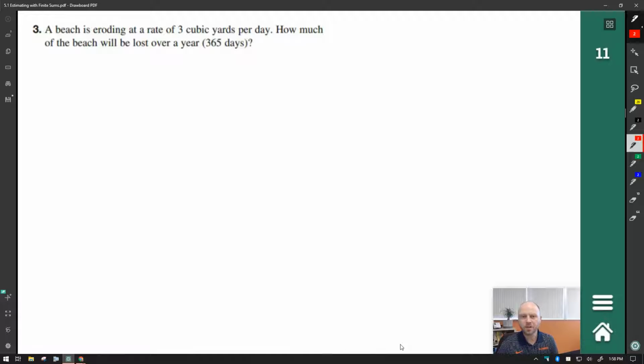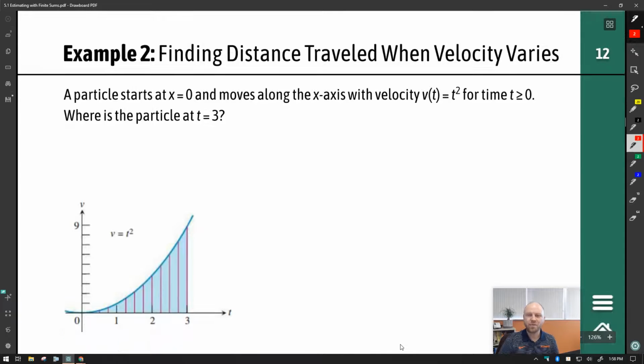Here's one from the book. We're going to leave that to class time or a separate video. And one more example, finding the distance traveled when velocity varies.